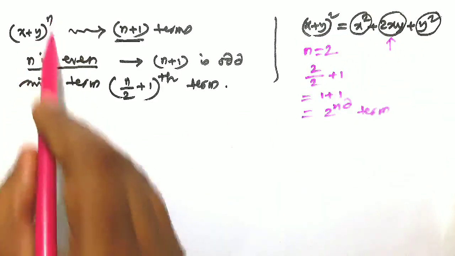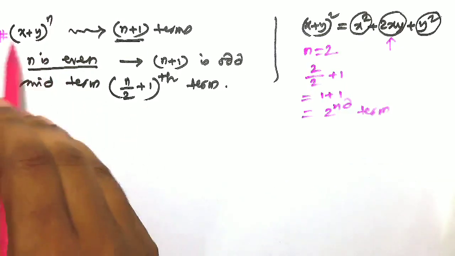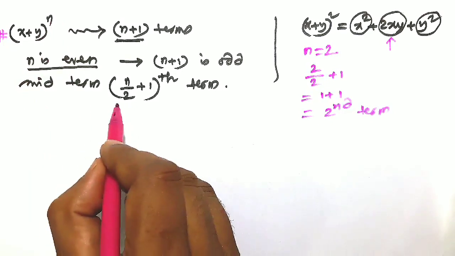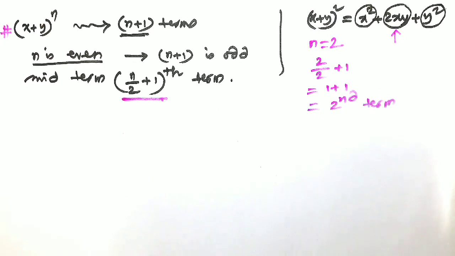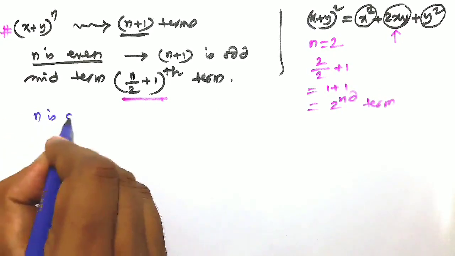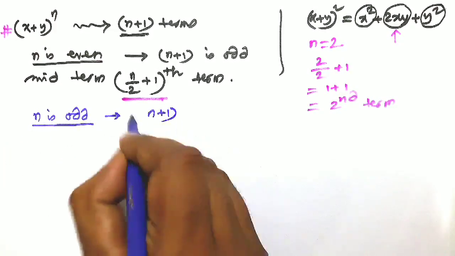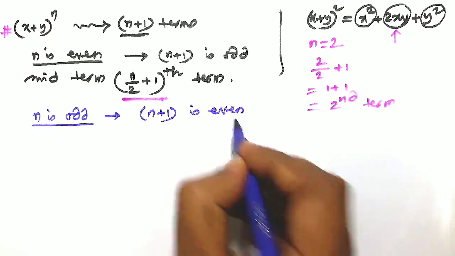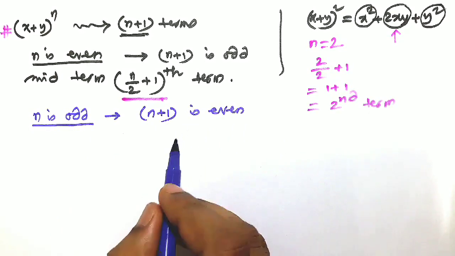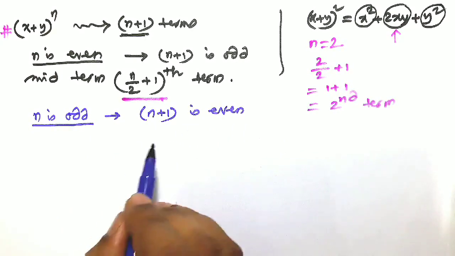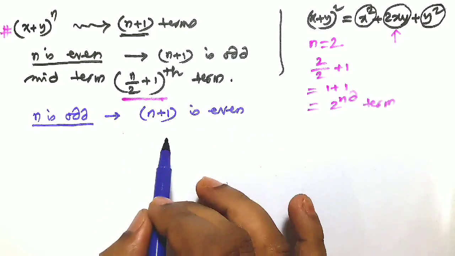So if n is even, in the general case, we can say that the middle term in the expansion of (x + y)^n will be the (n/2 + 1)th term. Next, if n is odd, in this case n + 1 will be even, isn't it? From an even number of terms, you will get 2 middle terms. This is a very important case. n + 1 is even, so in this expansion you will find 2 middle terms.